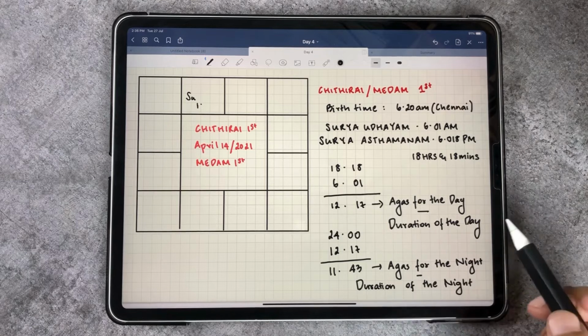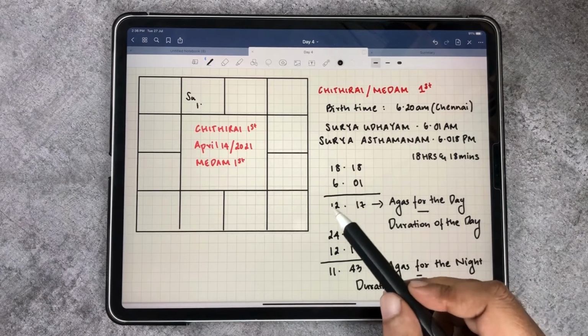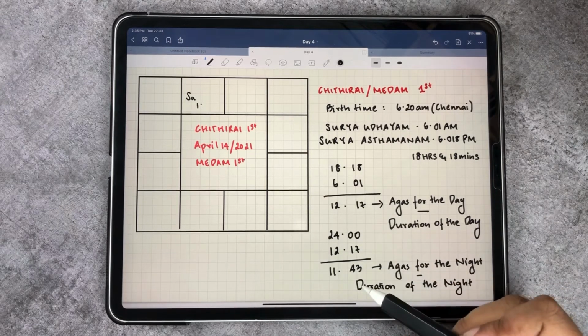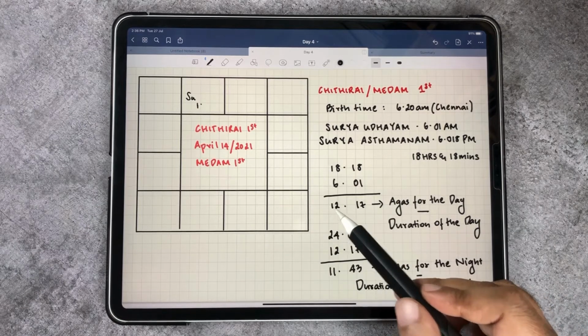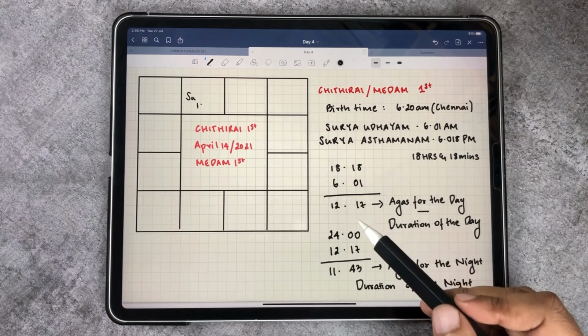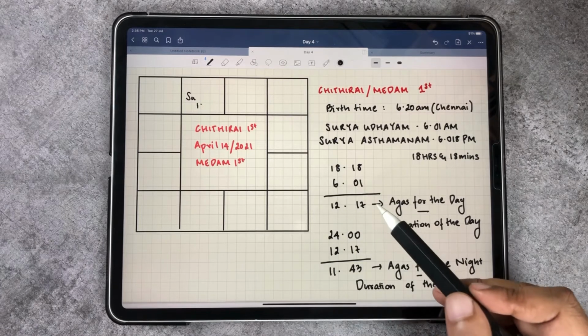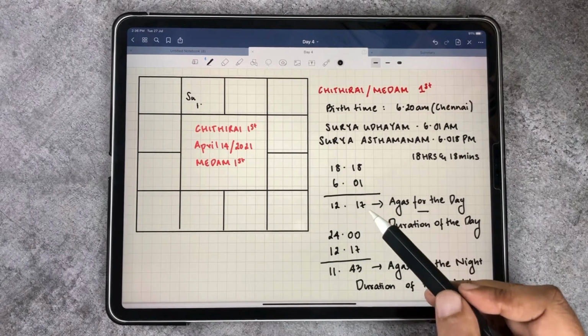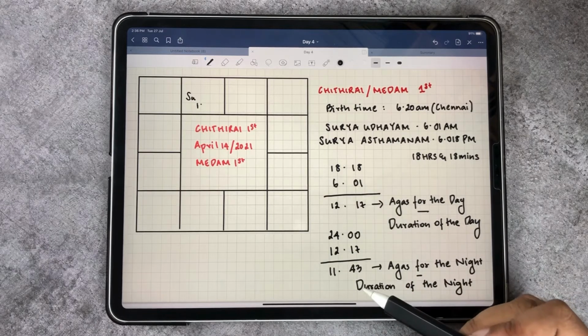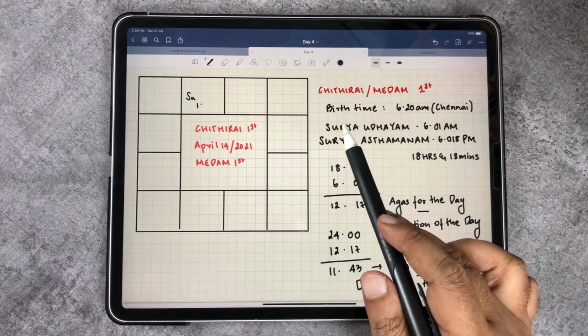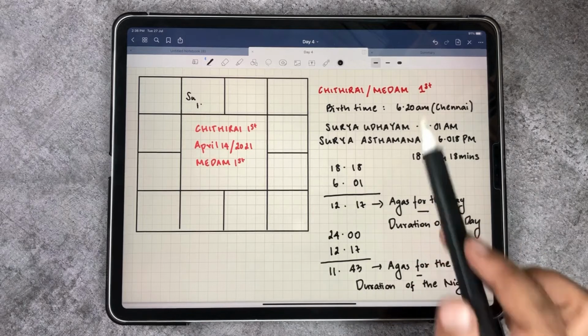Right? So here we see that the duration of the day is more than the duration of the night. Anything more than 12 means the duration of that particular phase is more. So here it is more than 12, so the duration of the day would be more than the duration of the night when on Chittarai the first or Medam the first.